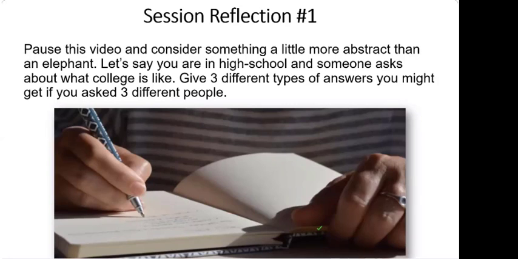So for session reflection number 1, pause the video and consider something a little more abstract than an elephant. Let's say you are in high school and someone asks about what college is like. Give 3 different types of answers you might get if you asked 3 different people.